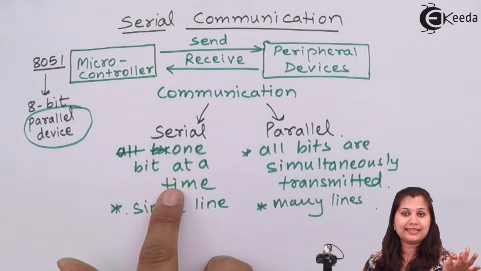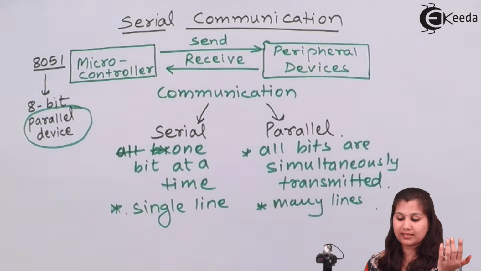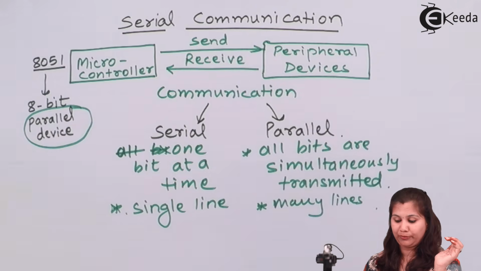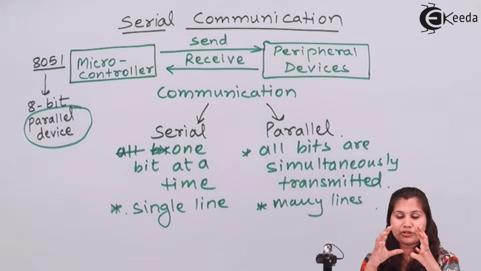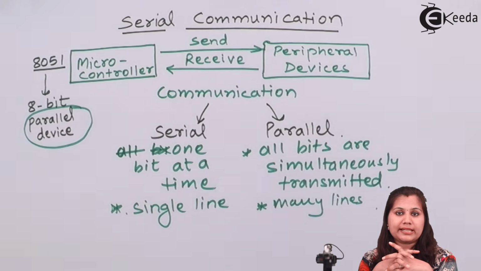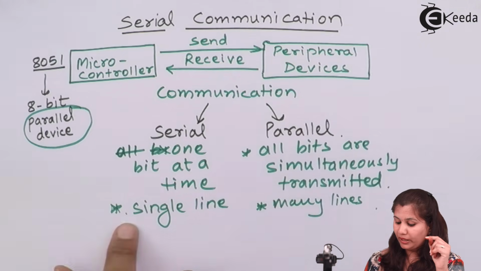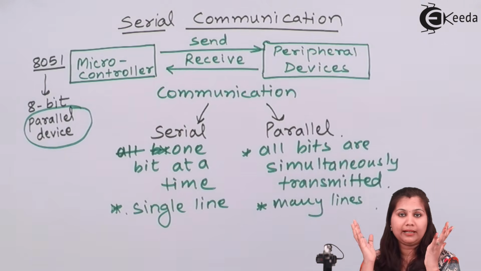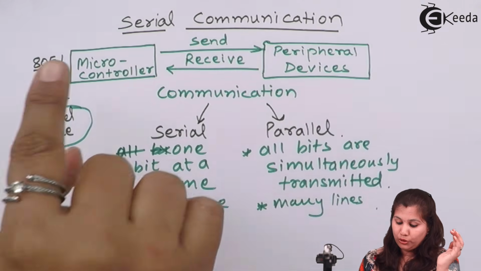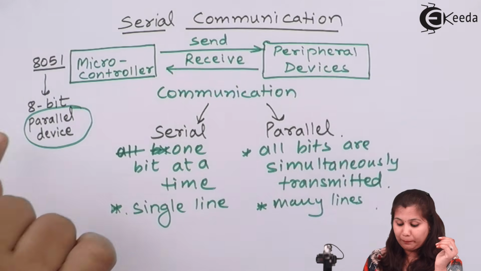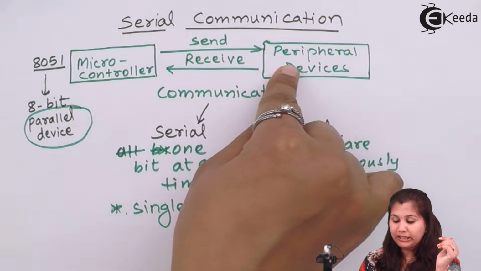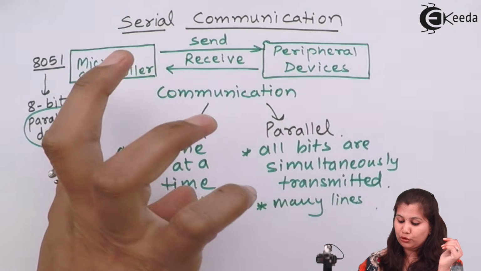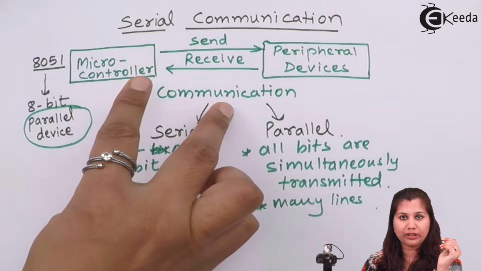Whereas if we use serial communication, we have to use only one line for the transmission of data. So for long distance communication serial communication is always preferred, because here we require only a single line, whereas in parallel we will require many lines. The microcontroller deals with parallel data, so for communication over long distances it has to convert it into serial data. So parallel to serial conversion has to take place.